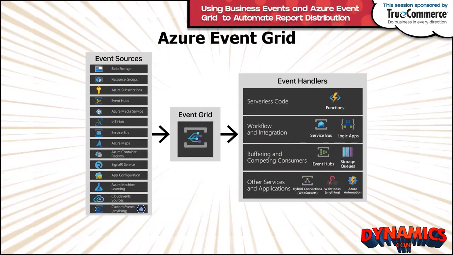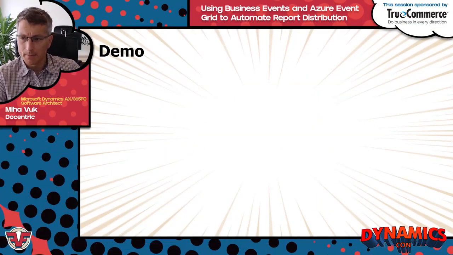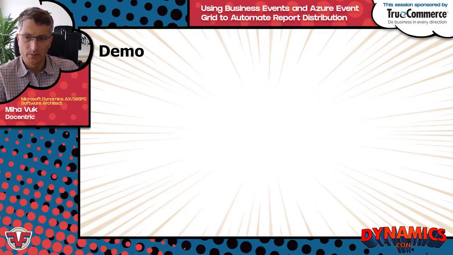Now we know something about the technology, and let's see how we can use it in practice. So let's start with a demo. In the demo, we will show how we can combine business events, Azure Event Grid, and Azure Storage to send the business documents with their metadata from finance and operations to all subscribers.